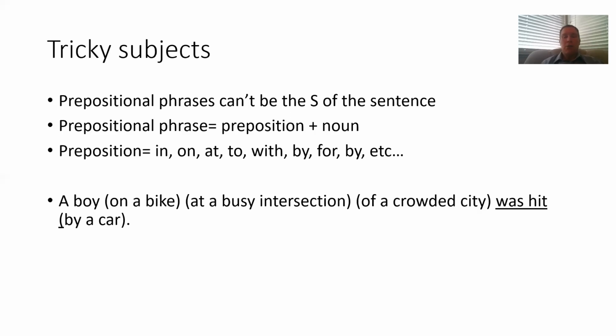So let's cross those out and let's ask our question then. So we get rid of on a bike, at a busy intersection. We just say, who was hit by a car? Well, we'd say the boy. The boy was hit by a car. In this case, it's pretty clear, even without crossing out those prepositional phrases. Some people might think the bike was hit, but certainly the city wasn't hit by a car and the intersection wasn't hit by a car. That would make no sense.